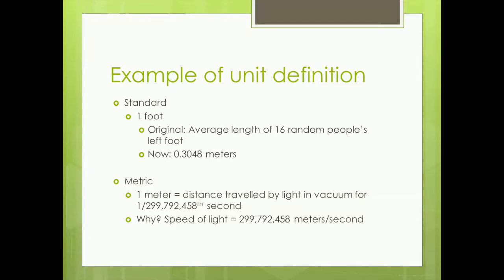Speaking of the meter, let's look at how the metric system defines its unit of length. 1 meter is the distance traveled by a light wave in a vacuum for 1/299,792,458th of a second. Why this fraction? It's based off the speed of light, which can be measured precisely. The speed of light travels 299,792,458 meters in 1 second. Therefore, we arrive at the fraction of a second needed for light to travel exactly 1 meter.